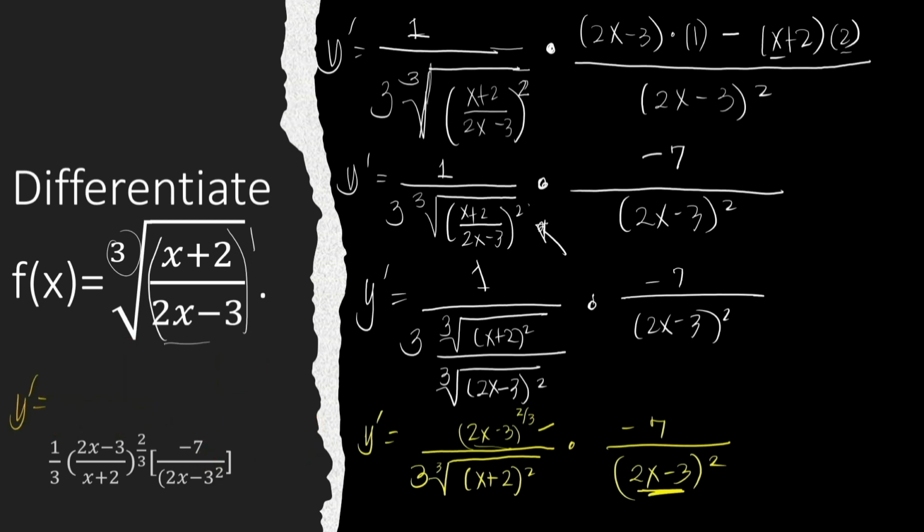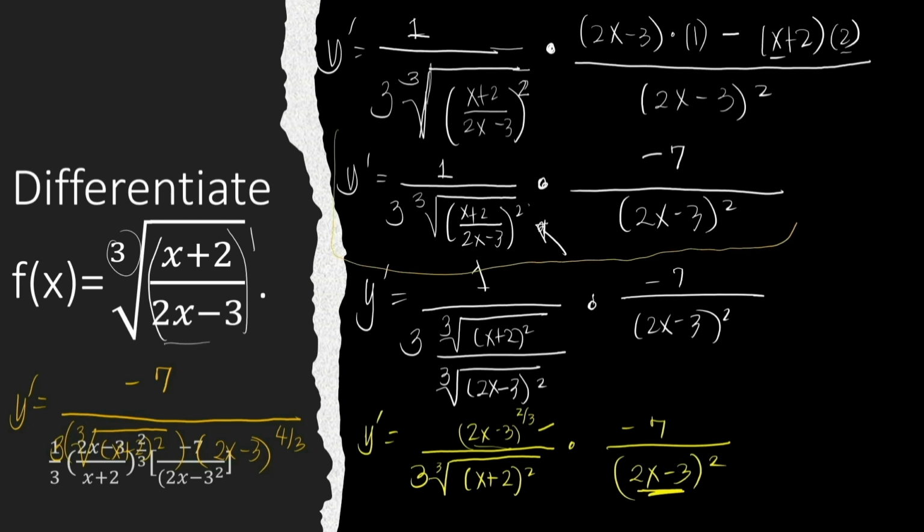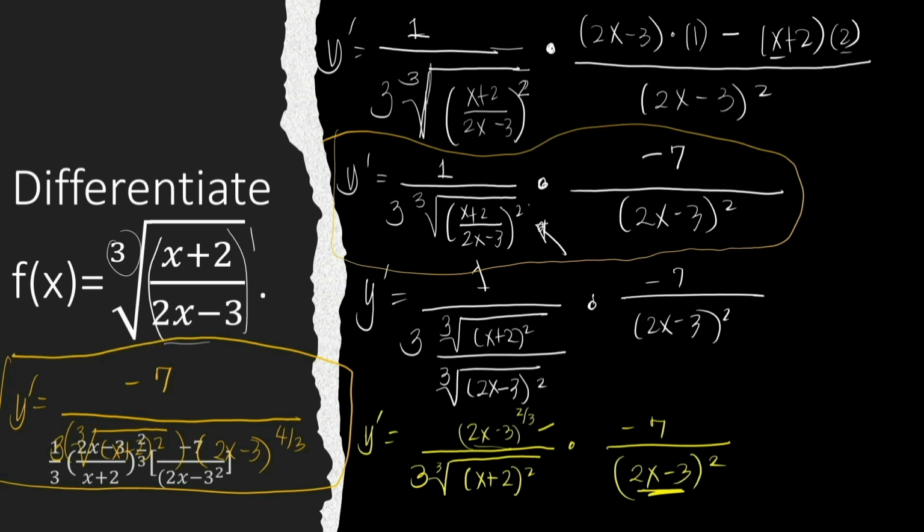So y prime is equal to, let's combine them: negative 7, then 3 cube root of (x plus 2) squared multiplied by (2x minus 3) raised to 4 over 3. The negative was in the numerator, but when we bring it down, it becomes positive. So it can be like this, or like this if you see it that way in the choices. Or we can combine these two since it's multiplication, or just use a cube root.